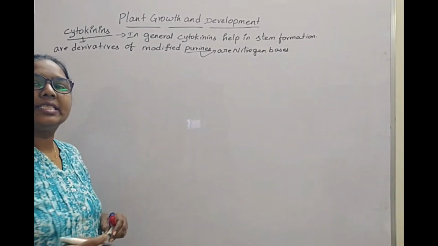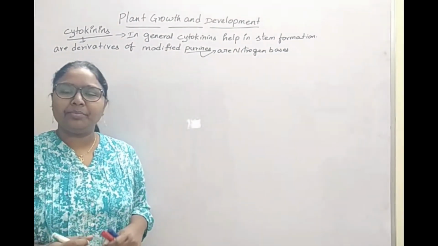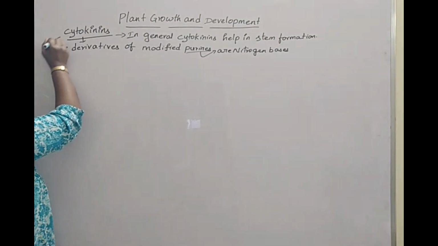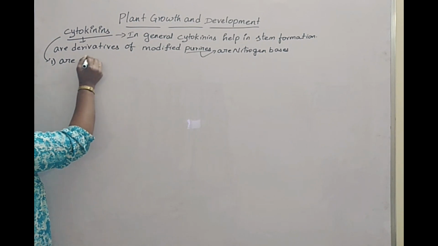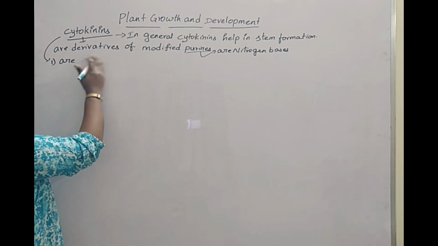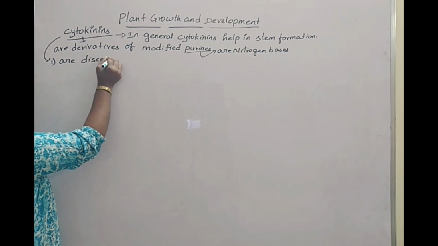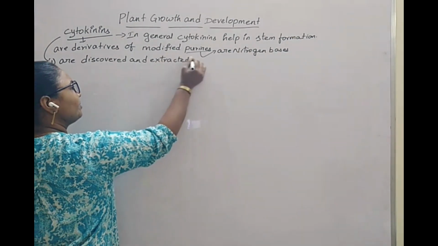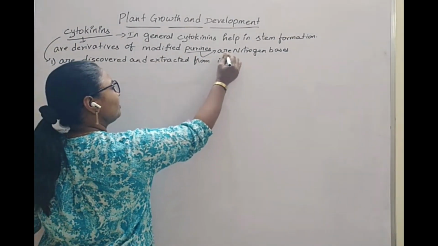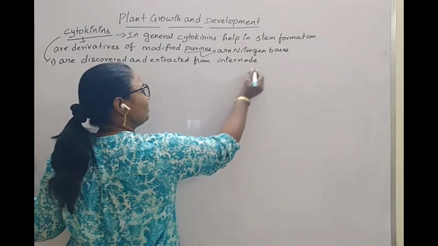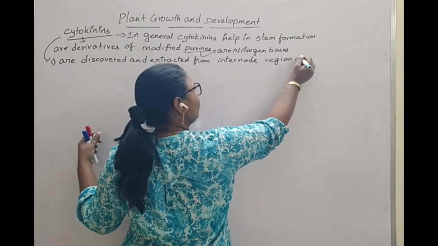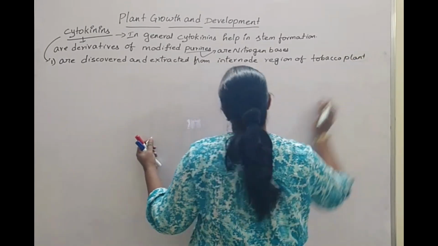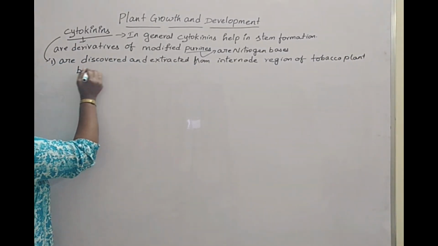For the first time, cytokinins were discovered and extracted by Skoog and Miller from the internodal region of the tobacco plant.